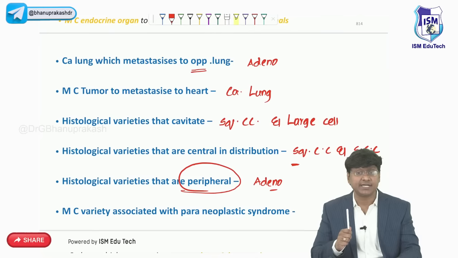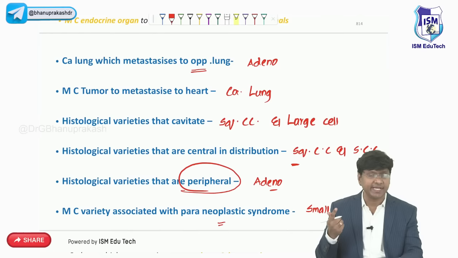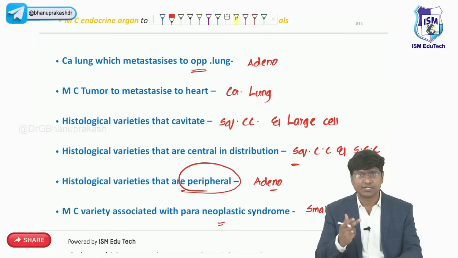And which is the type of bronchogenic carcinoma which has paraneoplastic activity? That will be small cell carcinoma. Small cell carcinoma can produce antidiuretic hormone. It can produce atrial natriuretic peptide. It can produce Cushing's, that is corticosteroids.